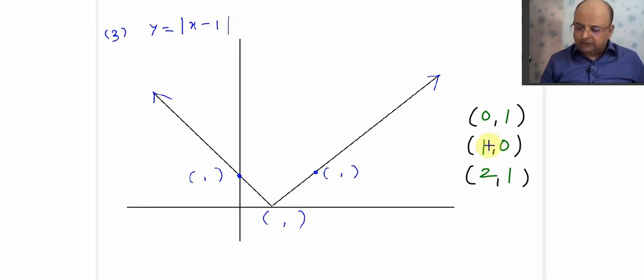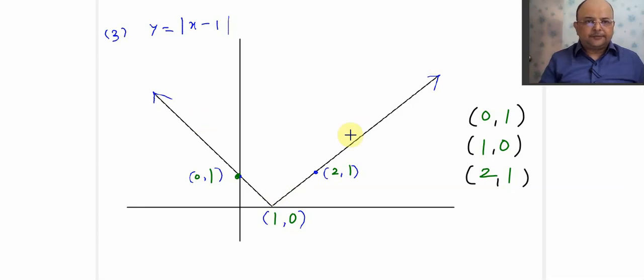So first of all, x is 1, y is 0. So this is the point x is 1, y is 0. x is 0, y is 1. And x is 2, y is 1. So this is 2, this is 1. So I can say that this is (2, 1). And yes, I can draw the graph of y equals mod x minus 1.